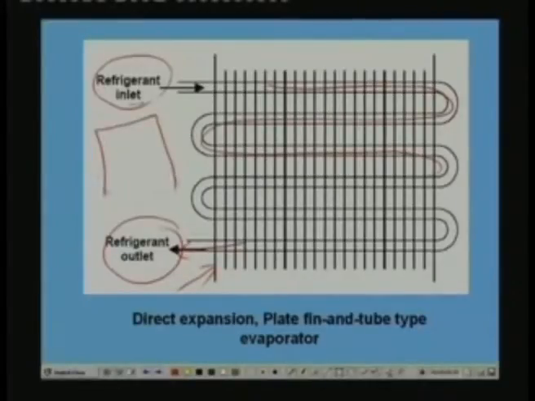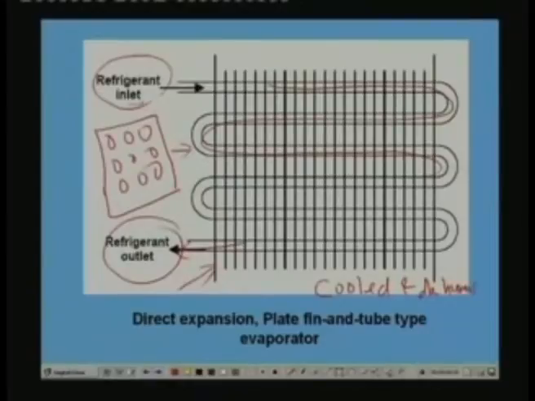That means if you look from the side, you have the fin and these are the tubes. So this is the side view. And here the air which flows over the tubes and fins gets cooled as it comes in contact with the evaporator surface, and depending upon the surface temperature it may also get dehumidified. That means both the temperature as well as the moisture content of the air may reduce as the air flows through this kind of evaporator.